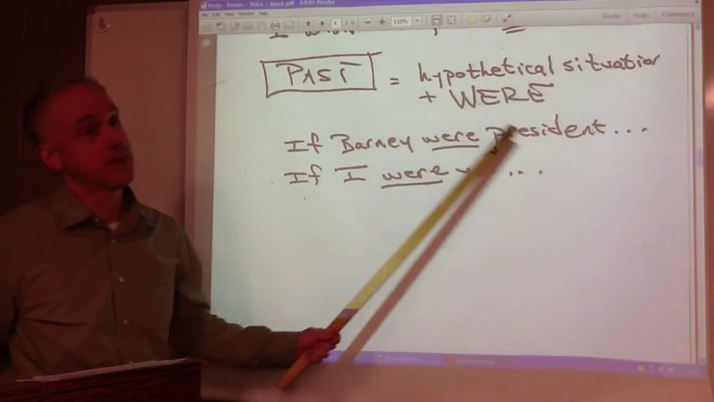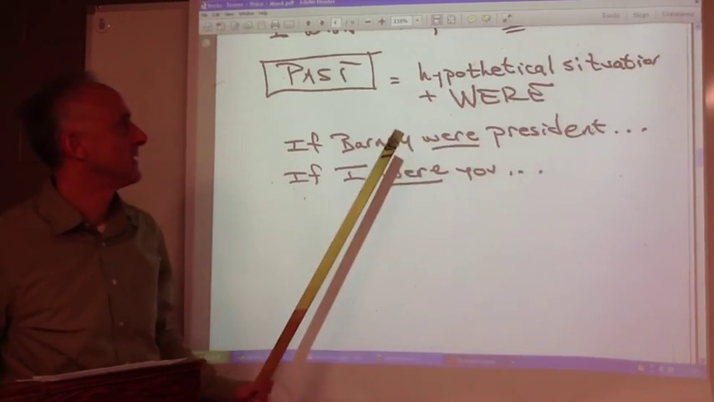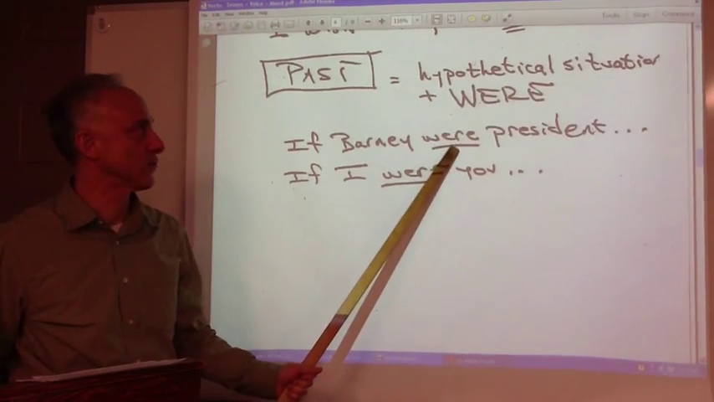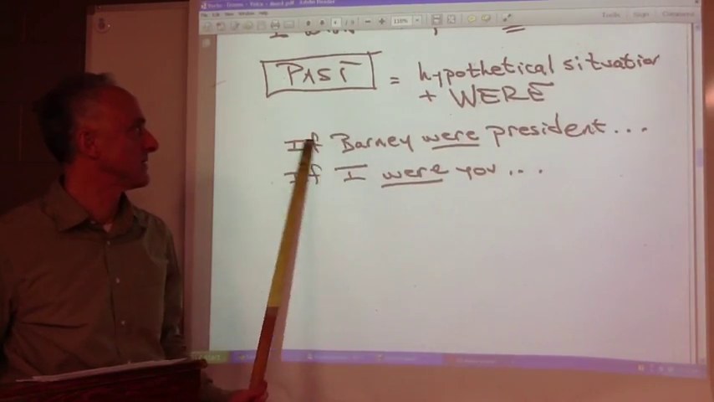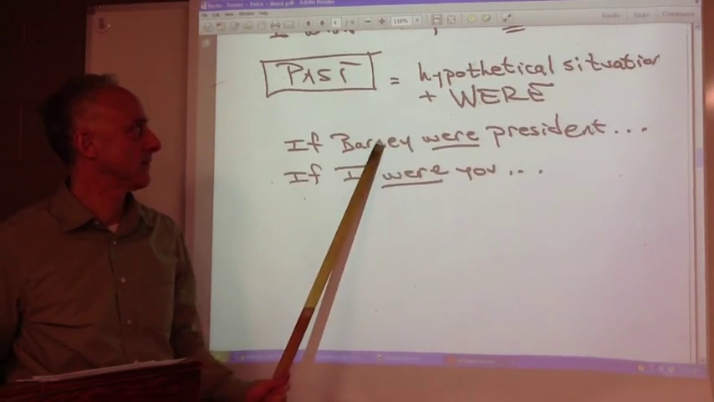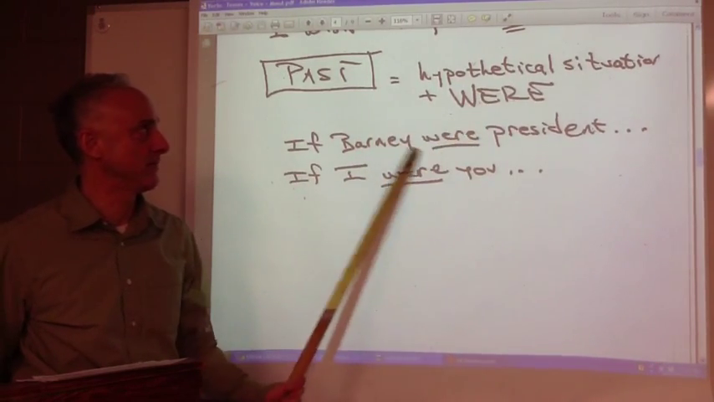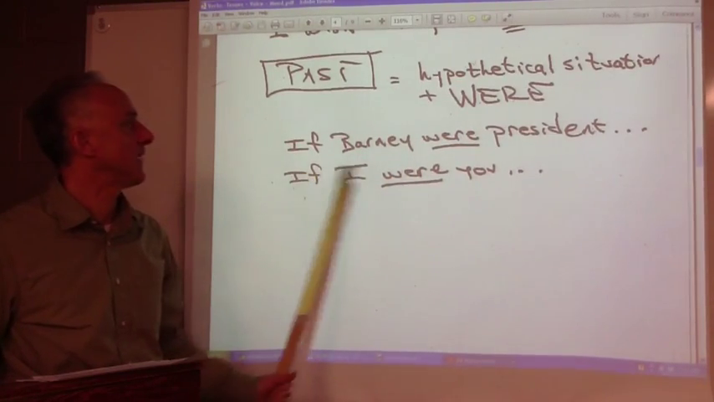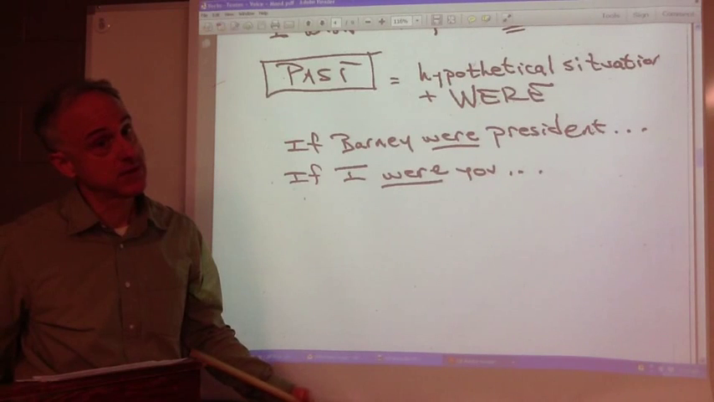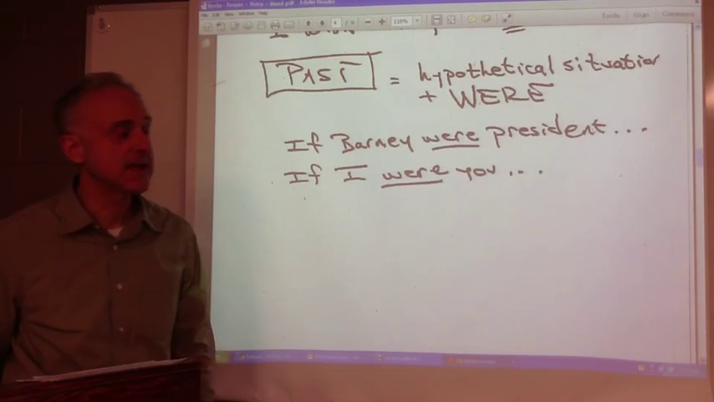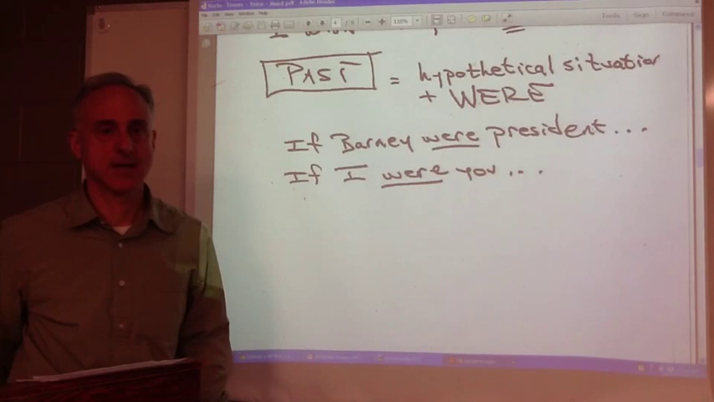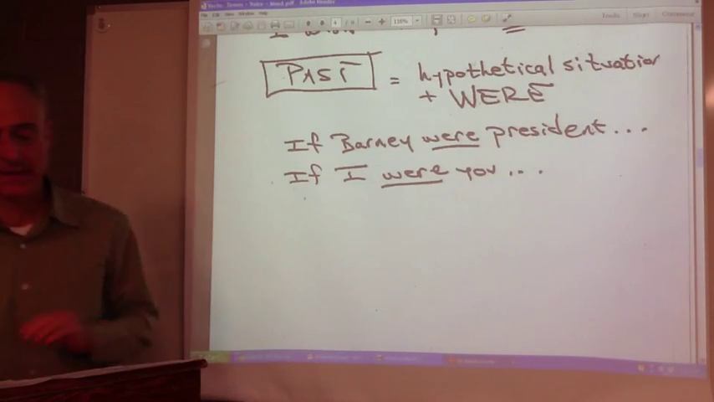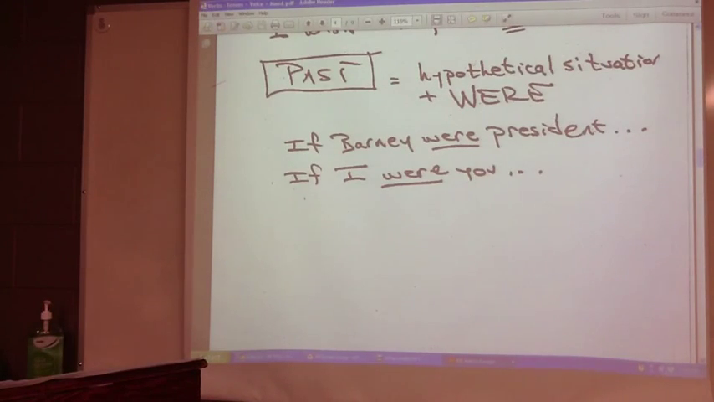If Barney were president, if I were president. So the form of be stays as were. Because normally we would say Barney was president. But we stay in the plural, right? If I were you. That's the subjunctive mood. That's all there is to it. Now, let's look at some examples on some worksheets that are already completed, right? So that might help you.